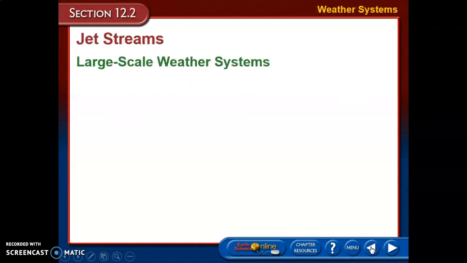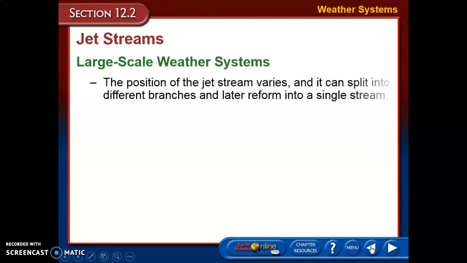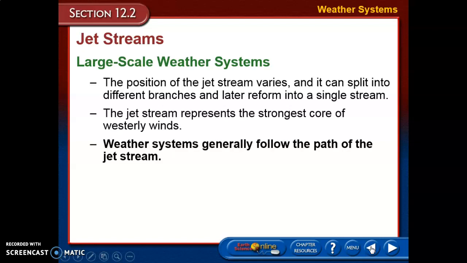One of the things that's going to affect weather big time is your jet streams, which we talked about. The position of the jet stream is going to vary because, remember, it moves like a ribbon up and down the Earth. And weather systems generally follow the path of the jet stream. Every once in a while you hear meteorologists talk about a jet stream that's moving in the area, and it will play like crazy with the weather.